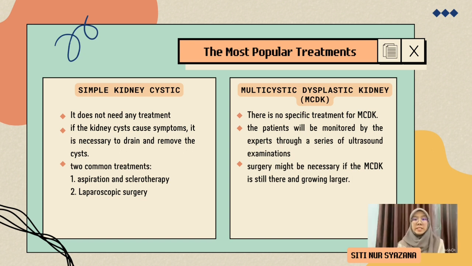Second is multicystic dysplastic kidney, MCDK. There is no specific treatment for MCDK. However, the patient will be monitored by the expert through a series of ultrasound examinations until the MCDK totally regresses and disappears, leaving the patient with only one healthy kidney. Another option is surgery, which might be necessary if the MCDK is still there and growing larger.